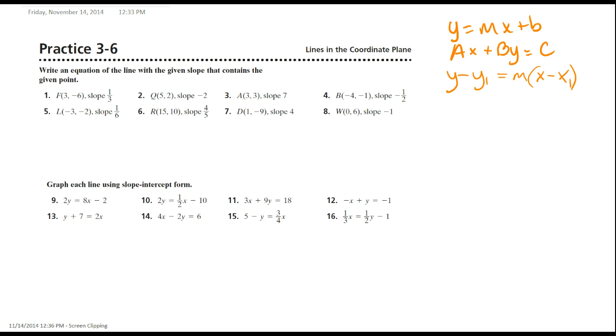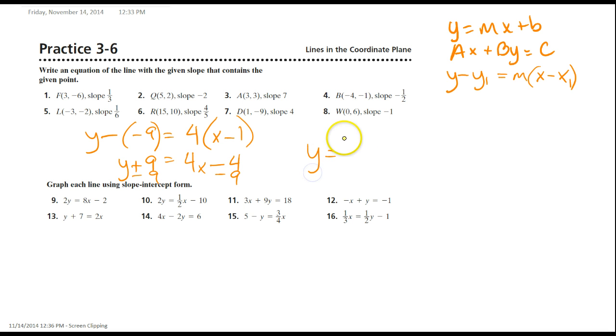Number 7, y minus negative 9 equals slope times x minus x1, or x minus 1. Negative, negative, that makes it positive, so I get y plus 9 equals 4x, distributive property, minus 4. Subtract 9 from both sides, y equals 4x minus 13.